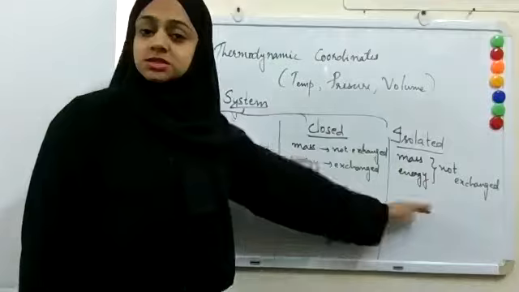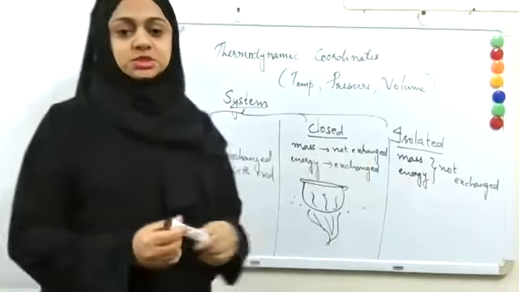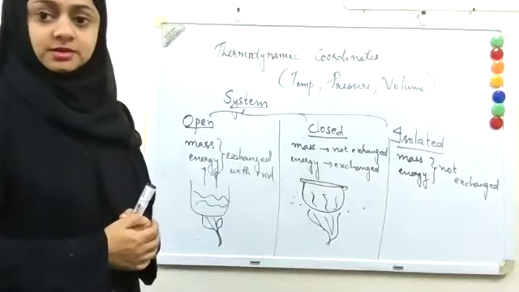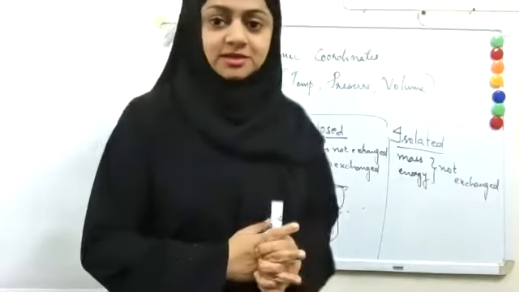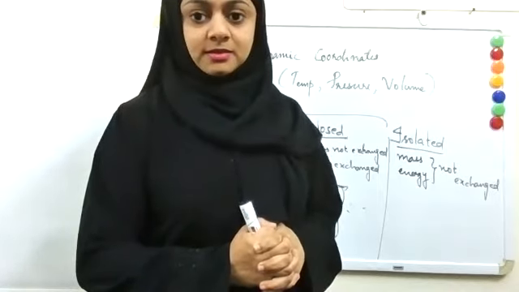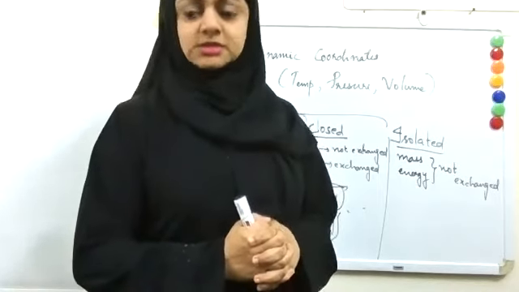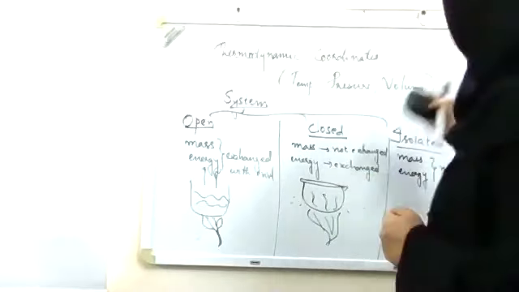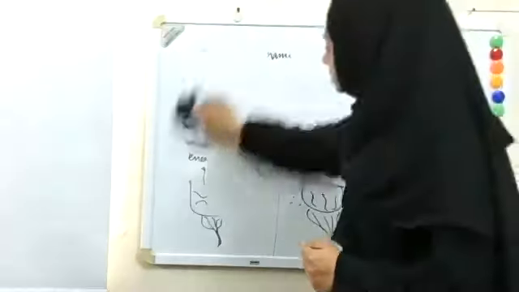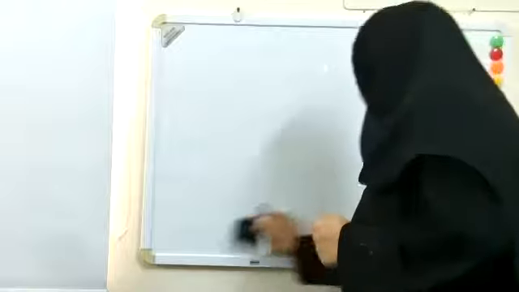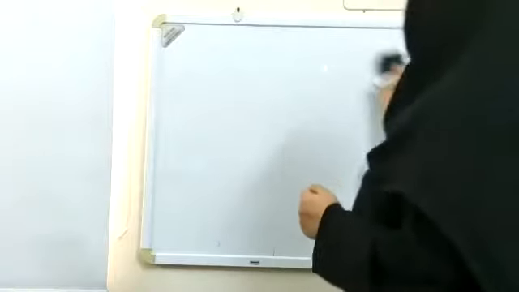What is meant by a system and what are the different types of systems? Open, closed, and isolated. Excuse me, I didn't hear you, Hasina. The different types of system, right? Open, closed, and isolated. Yes. Is that clear to you? Is the concept clear to you? Yes, teacher. Okay.